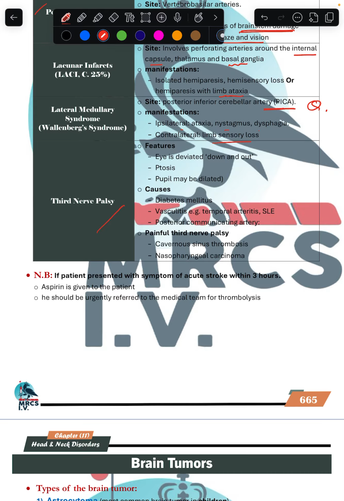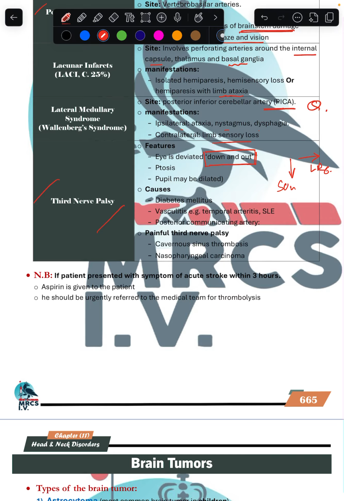Third nerve palsy, as we have seen: olfactory, optic, oculomotor. Most of the eye muscles are supplied by the third nerve. Only SO4 and LR6 are left, and all remaining muscles are supplied by the third nerve. So the eye is deviated down and out. Why? Superior oblique is trying to pull it down and lateral rectus is trying to pull it out. So whenever palsy of the third nerve is there, two muscles are acting, SO4 and LR6, so they are causing down and out.